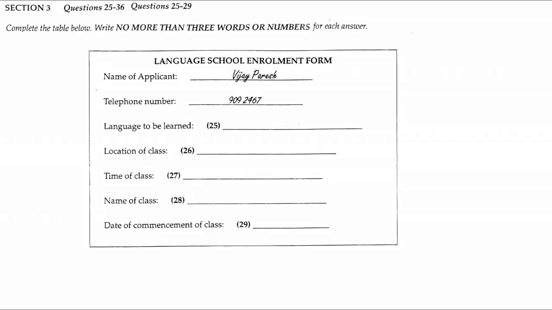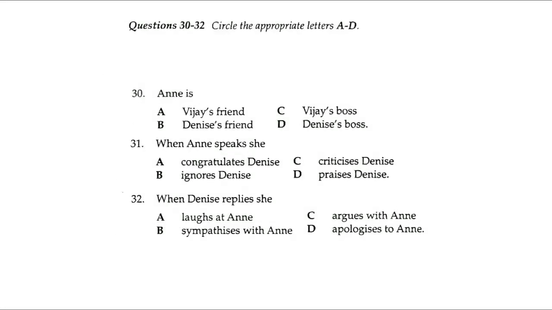Now look at questions 30 to 32. Choose the appropriate letters A to D and write them in boxes 30 to 32 on your answer sheet. Listen carefully to the conversation between Denise and VJ and Anne.